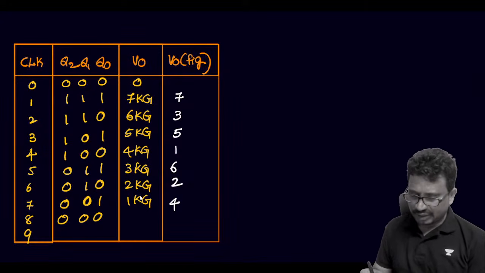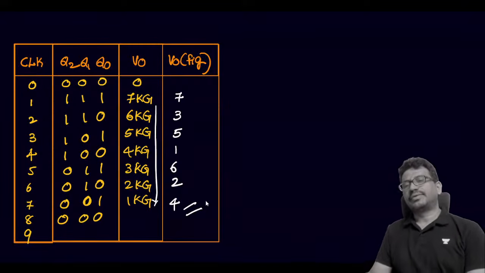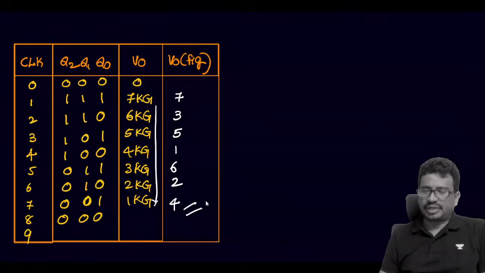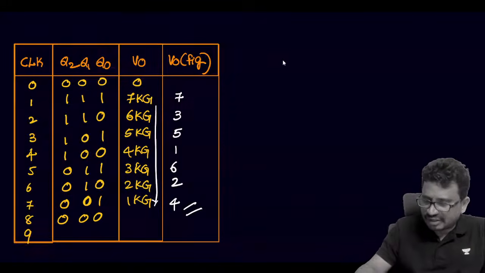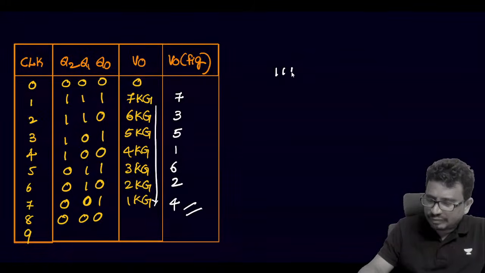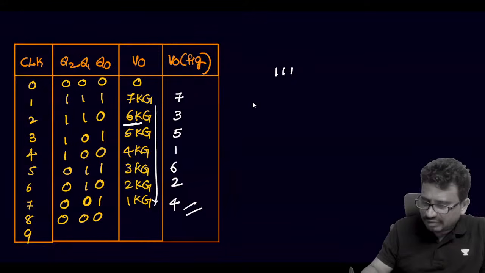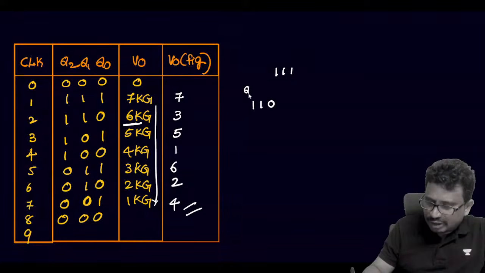Actually we have to get this, but we got these things. Why did it happen like that? We need to analyze it. You see this thing, 7 means 1, 1, 1. So fine. Then we have to get 6. 6 means how will it come? 1, 1, 0. So this is the element of Q2, this is Q1 and that is Q0.